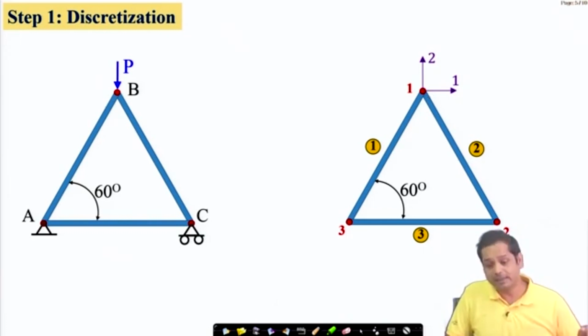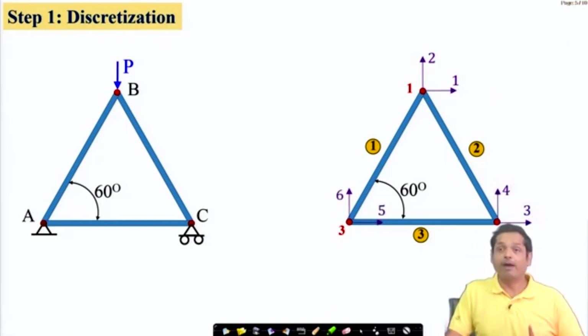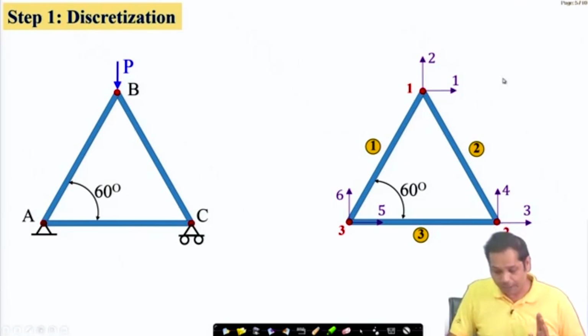First and second degrees of freedom are at node number 1. Similarly, at node number 2 we have 3 and 4, at node number 3 we have 5 and 6. So total 6 degrees of freedom we have.